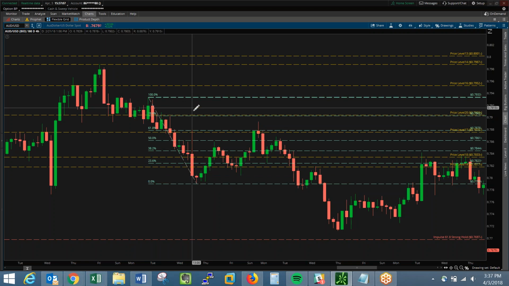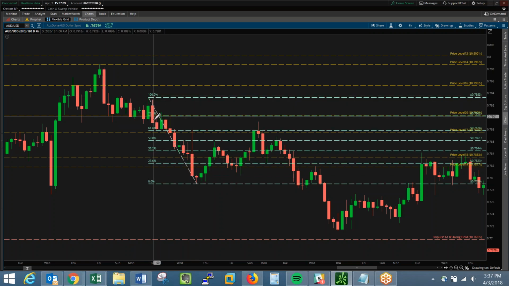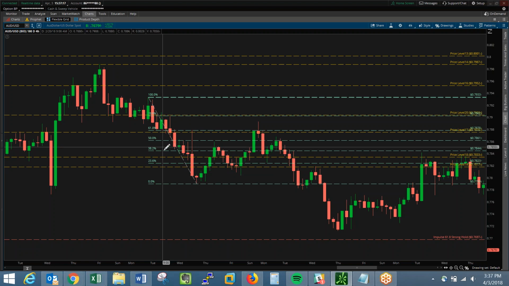You can see that there was a lot of consolidation around here. Here's the last candle that really broke below that level. You can see the tests. What do we get? We get a nice 50% retracement out of that level. And then we come right back to the 61.8 before continuing down.